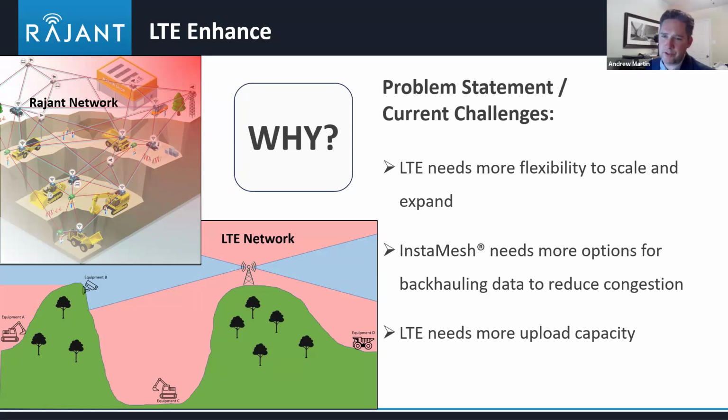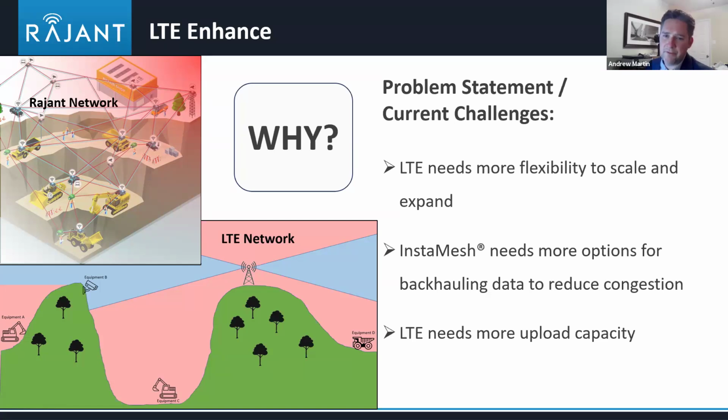For some of the larger networks, some of the high bandwidth applications like high resolution video, we've seen that some of the LTE networks that are out there create caps at 10 or 20 megabits per second for the upload capacity from the clients. But also Instamesh needs more options for backhauling the data. This is to reduce congestion.